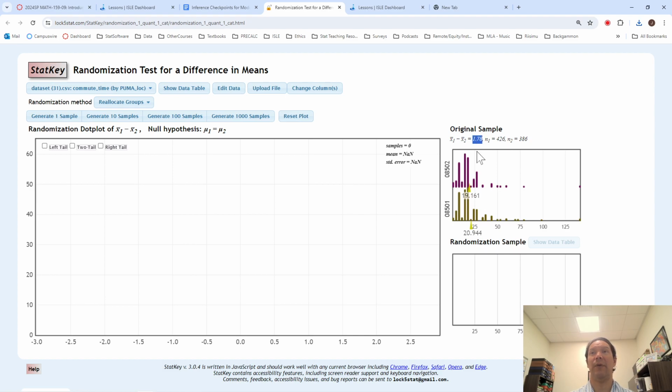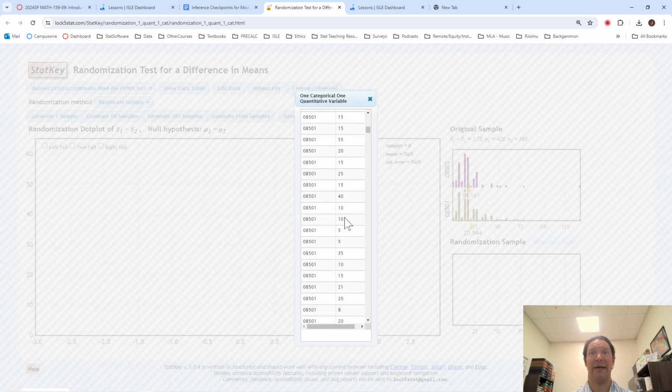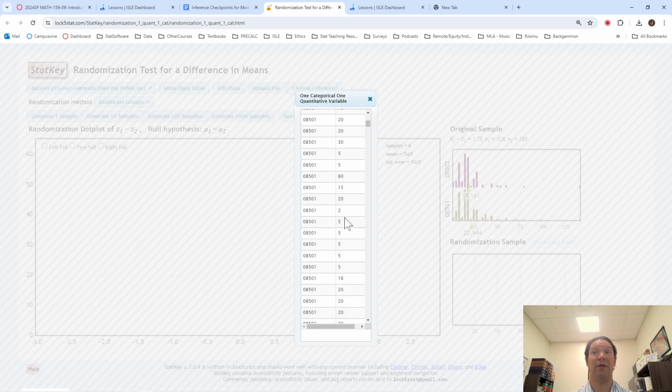So the difference was about 2. One group was almost 21, the other group was about 19. Not a very big difference. The sample size is mid-size, 400. So again, in this particular sample, we can only do the reallocation of the groups because we have the data. What this does is it takes all of the data that we have. If you look at the data, you have all these different commute times. What we're doing is shuffling up all these commute times and then reassigning them to two different groups. And then we're calculating the difference between the two groups.